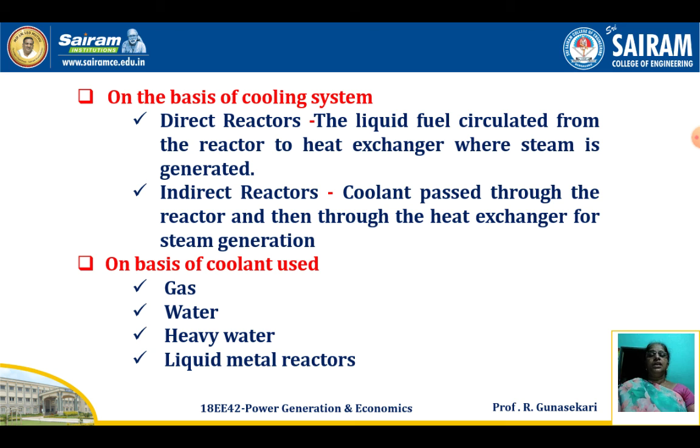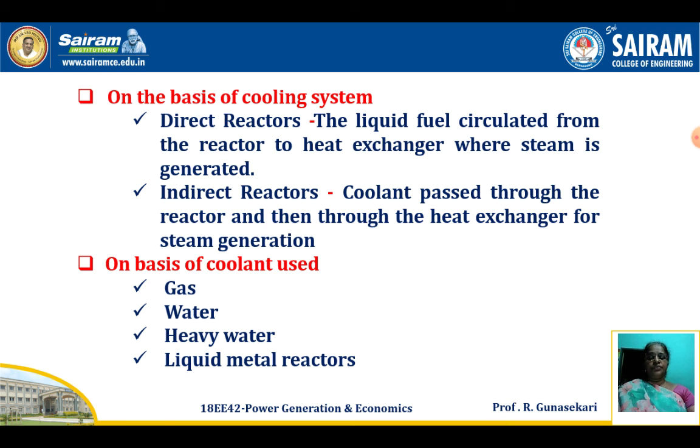One is direct reactors, another one is indirect reactors. What is meant by direct reactors? The liquid fuel is circulated from the reactor to the heat exchanger where steam is generated. Such type of reactor is called a direct reactor. What is meant by indirect reactors? Coolant is passed through the nuclear reactor and then through the heat exchanger for steam generation. Such type of reactors is called indirect reactors. So based on the cooling system, nuclear reactors can be classified into direct reactors and indirect reactors.